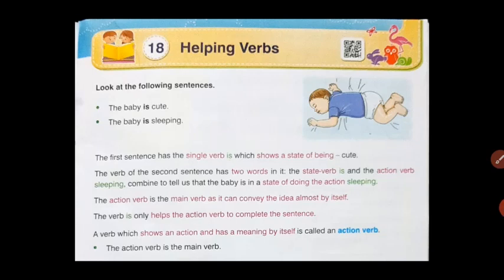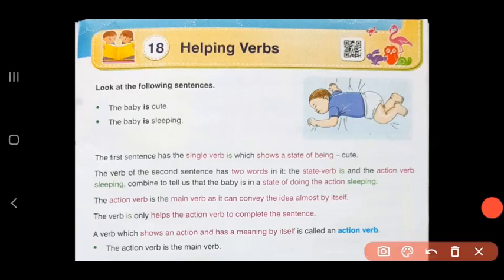Today, we will learn a new kind of verbs called helping verbs. So far, children, what we have learnt about verbs was that they are action words. Whenever there is an action happening in the sentence, that is called a verb. But today we will study helping verbs.